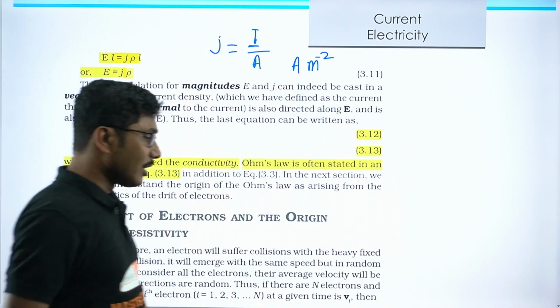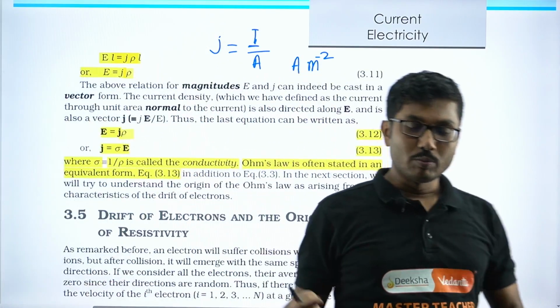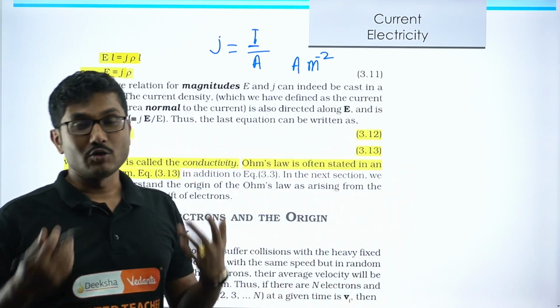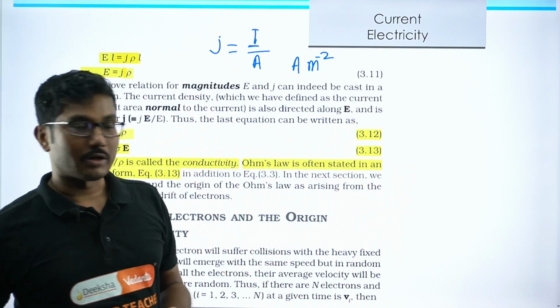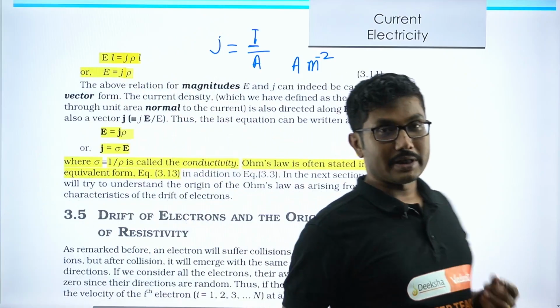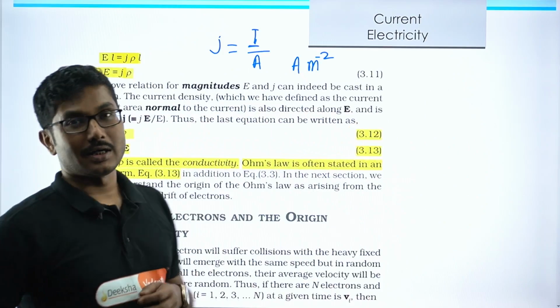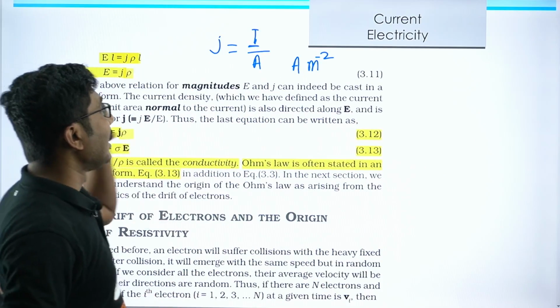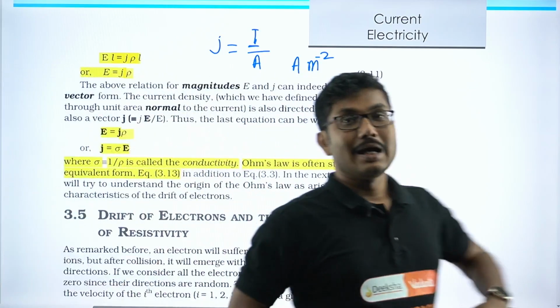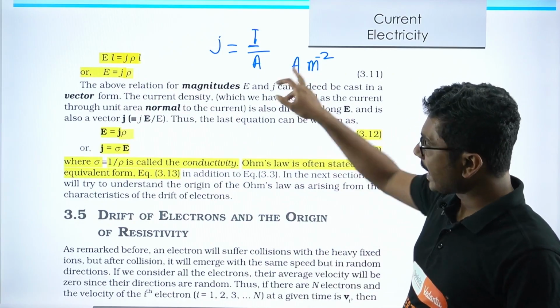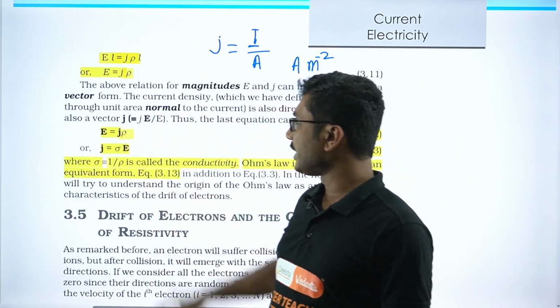Current density is not ampere per meter cube, like we have seen in the case of normal density. Meter cube is meter to the power minus 3, the most common unit for volume density, but in the case of current density it is a surface density. That's why its unit is ampere per meter square. That is what is important in this case. And this is a form of Ohm's law: J is equal to sigma E.